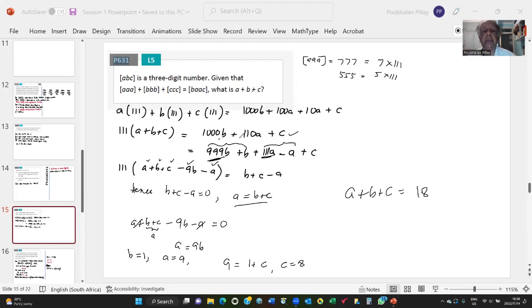A very nice problem. Very nice problem where you logically, you can deduce the answers. Okay, please go over it if you didn't understand it, and I'm sure you will enjoy it once you understand it. You see how beautiful mathematics is.